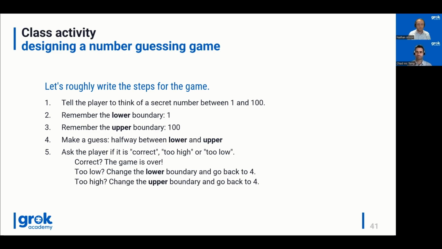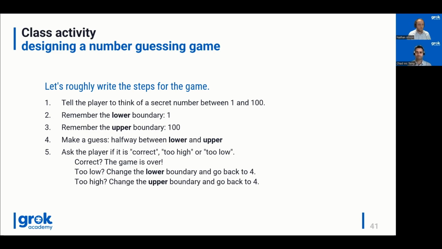And we're looking at halfway between those two. Now, if the player has said too high, instead of changing the lower boundary, we change the upper boundary and go back to 4. And eventually, by this kind of process, we will get to the correct answer, as long as we're using whole numbers.